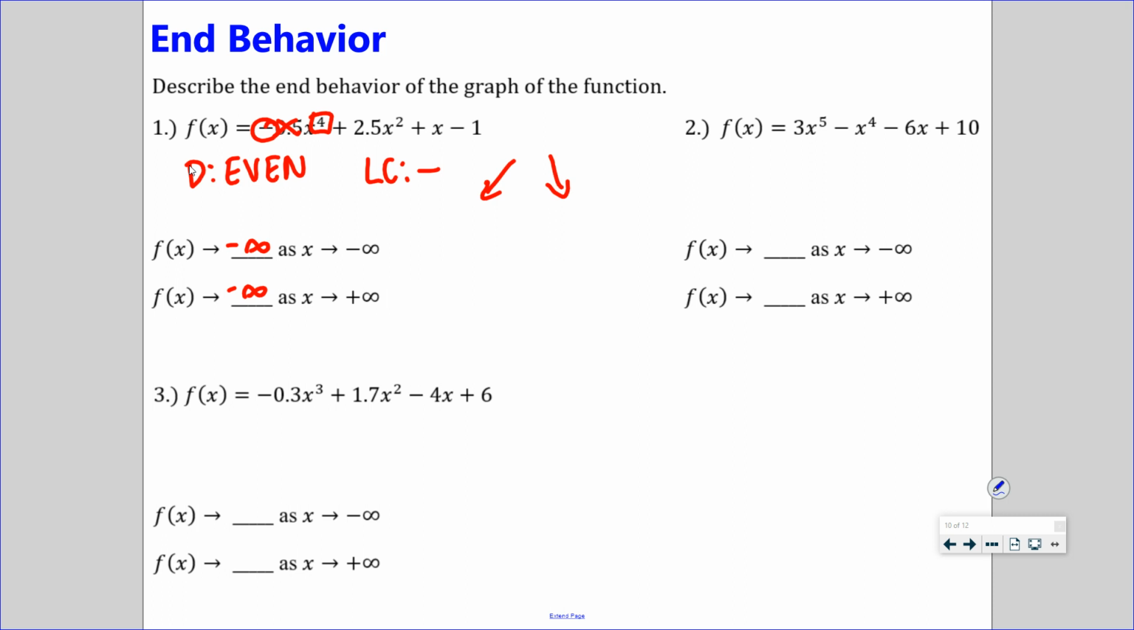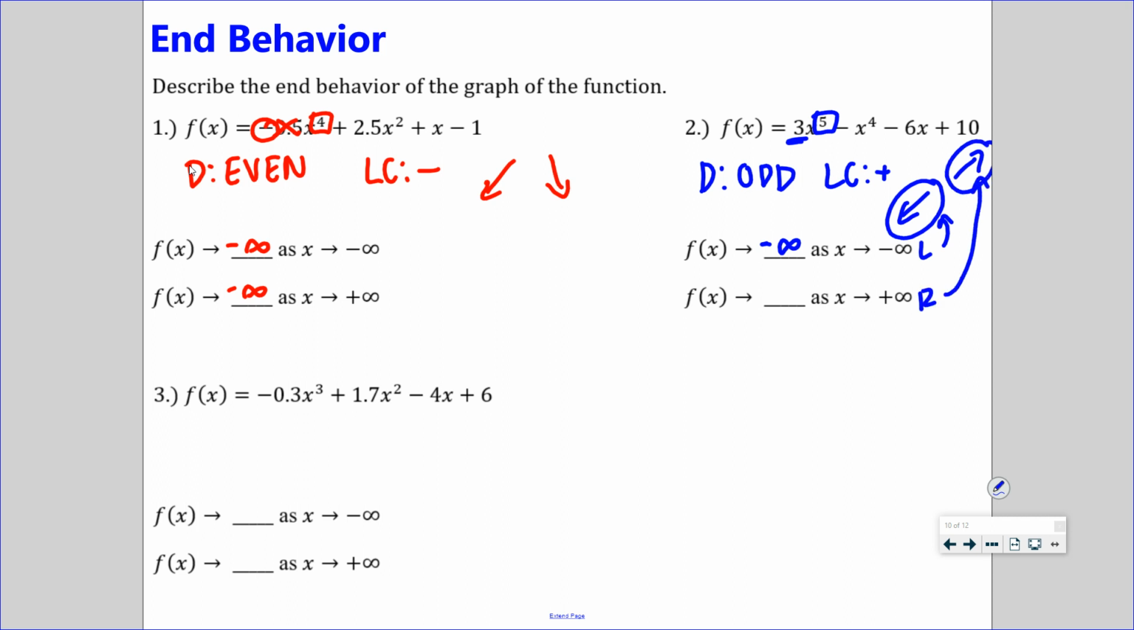What degree is number 2? Odd. Okay, is 5 even or odd? Is the LC positive or negative? Positive 3. Okay, so odd. What I just do is a quick little positive sloping line that goes up from left to right. Looks like that. That's what my ends are doing. So as x approaches negative infinity, that's my left one. That's this one. It's going down. And as x approaches positive infinity, it's this one. It's going up.